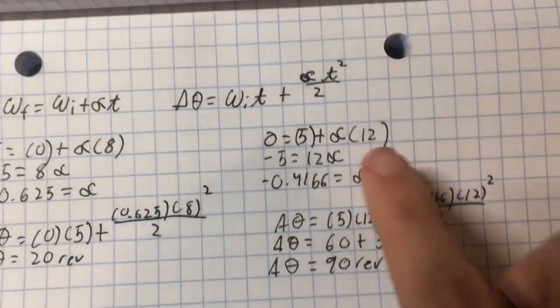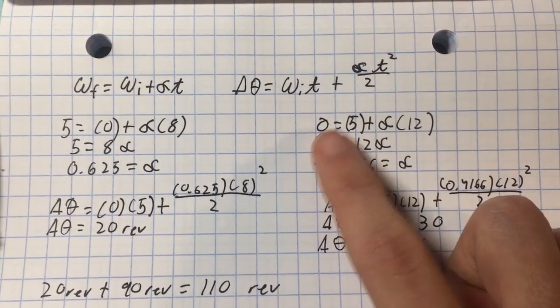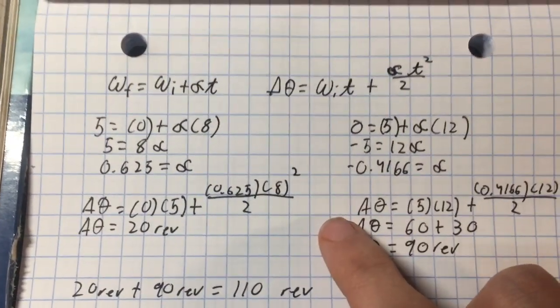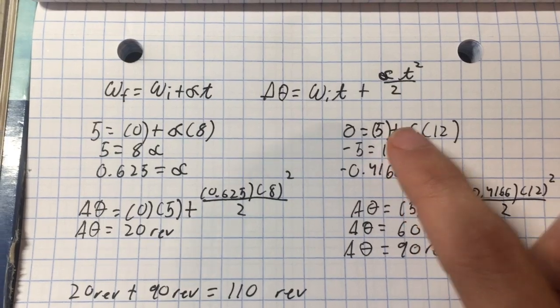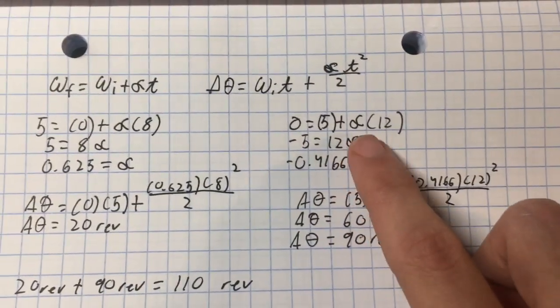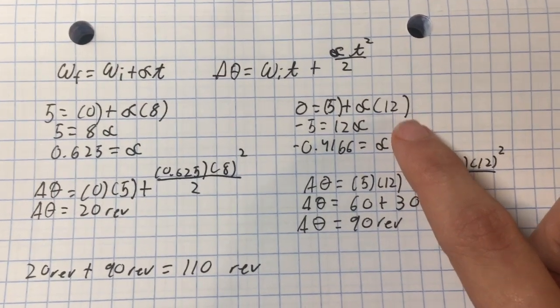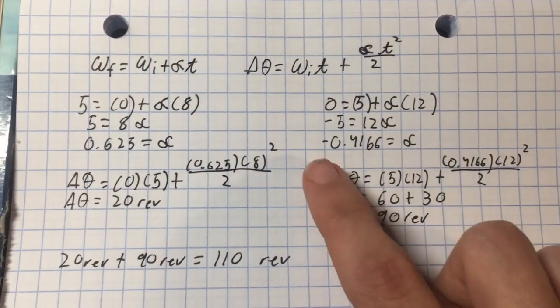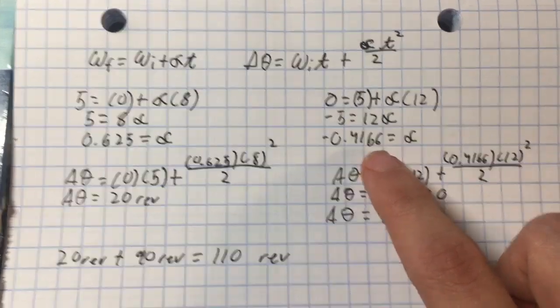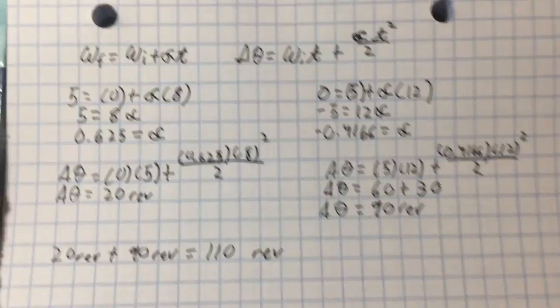The second part, we do the exact same thing in the exact same order. So we know the final velocity is 0 because it goes to rest. We know the initial velocity is 5 because it goes from 5 to 0. We're solving for acceleration again, and we know the total time, because that's given to us, is 12. So if you solve for acceleration, you get negative 0.4166 as the deceleration.